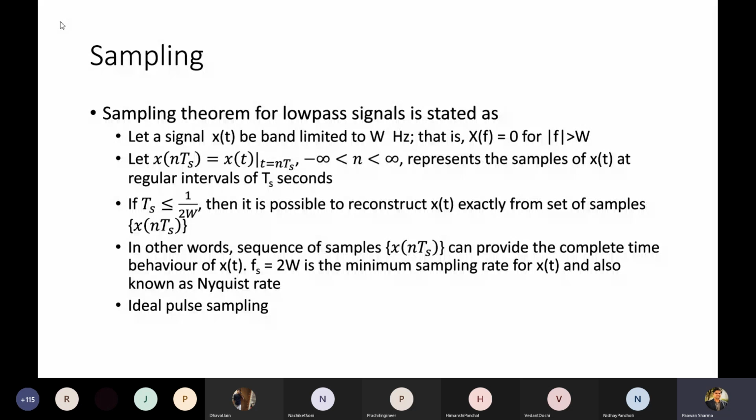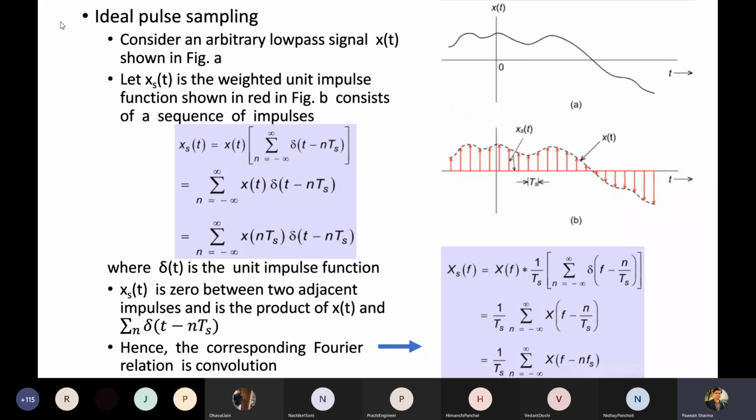We have also seen the sampling theorem. That is not all written here. I think you can go through the Nyquist rate. All this we have discussed. Then this is ideal pulse sampling. I just wanted to bring it to your notice. This we have already seen. This is some band-limited signal. You are sampling with impulses occurring at regular intervals, and this is the frequency domain representation. I don't want you to learn it, but just have this fact.